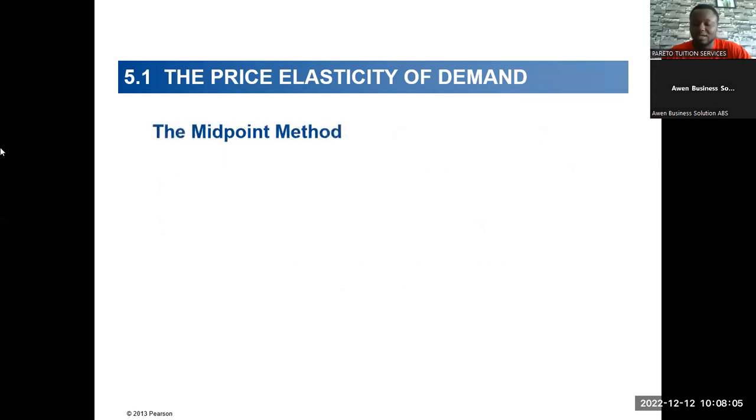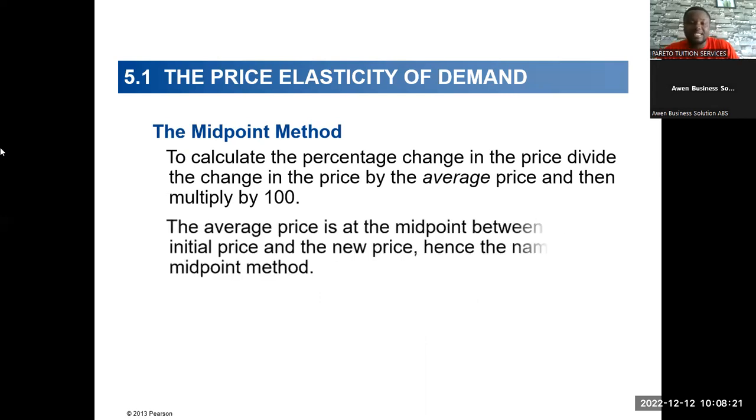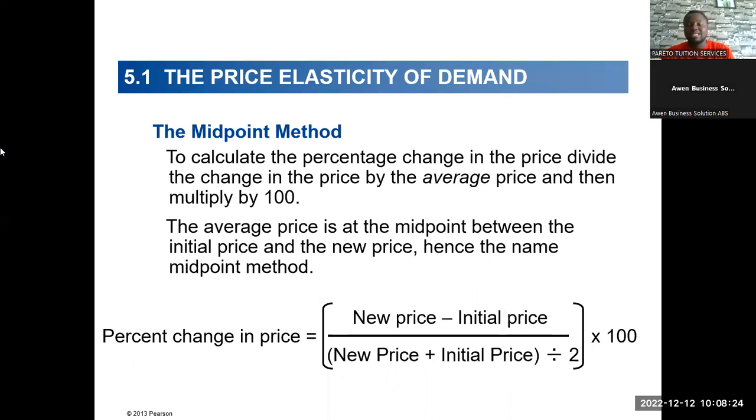Let's look at what we are talking about. This formula, we call it the midpoint method. So we will still do new minus initial divided by, instead of initial, we use the average of the new and the initial. So we take the midpoint of the two prices or quantities. So the ideal percentage change formula will be new price minus initial price divided by the sum of the new price and the initial price divided by 2.